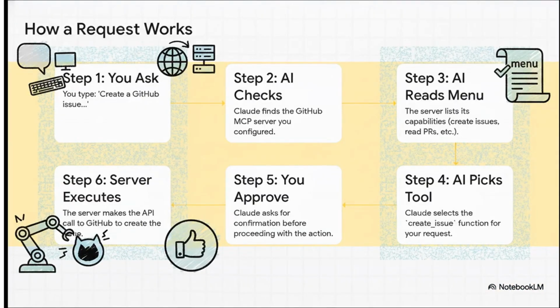Well, imagine you tell your AI, create a GitHub issue. First, the AI checks its toolbox and finds the GitHub server. Then, it basically asks the server for its menu of options. The server says, sure, I can create issues, I can read pull requests, and so on. The AI sees the Create Issue tool on the menu, selects it, and then checks back with you. Hey, is this what you want? You give it the thumbs up, and boom, the server executes the command. It's like having a super smart assistant who knows exactly who to talk to.